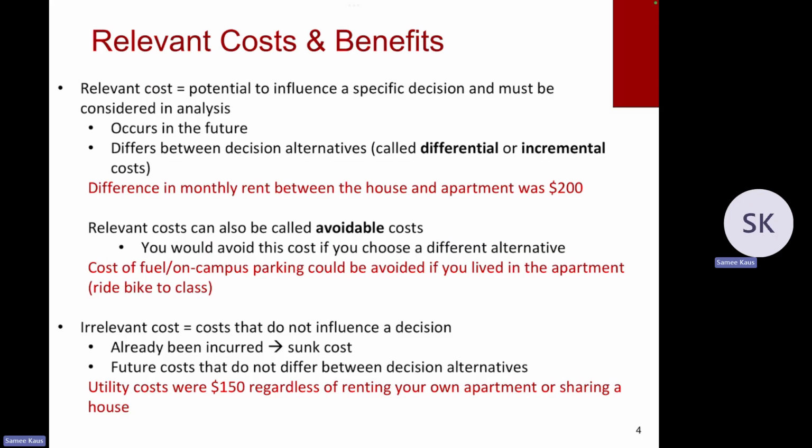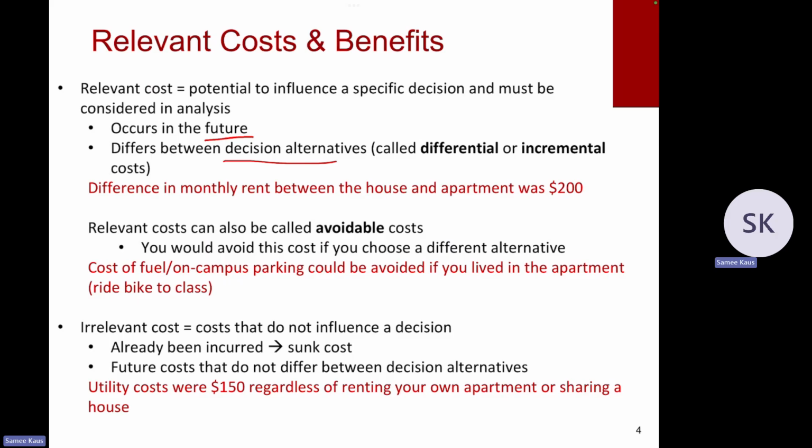So a relevant cost here has the potential to influence a specific decision and must be considered in the analysis. There's a 2-part process that you have to cross, wording that poorly. But to be relevant, you have to occur in the future and you have to differ between alternatives. Okay. So it could be differential or incremental costs, same way as saying relevant. But again, you're going to probably see this on an exam. What makes a cost relevant? Occurs in the future, differs between alternatives.